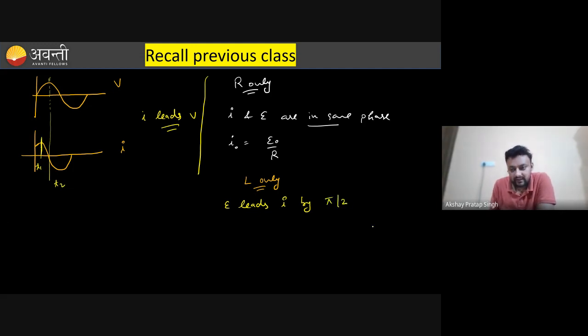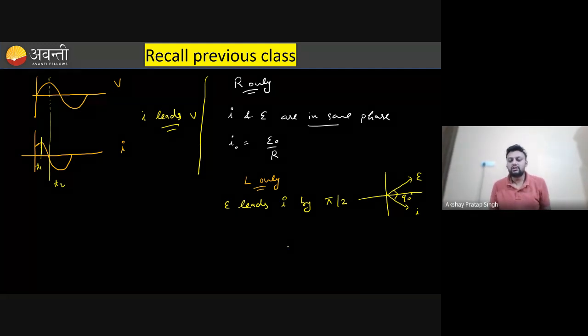In the phasor diagram, you have seen that if this is the Y and X axis, this is your potential EMF, and current lags it by 90 degrees. So these were the things.